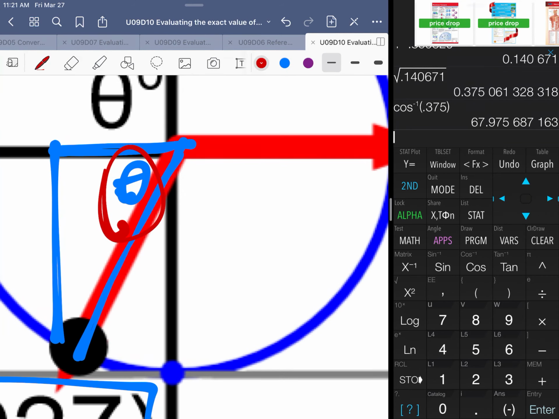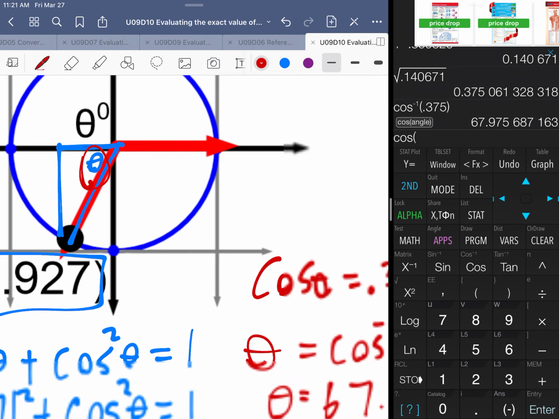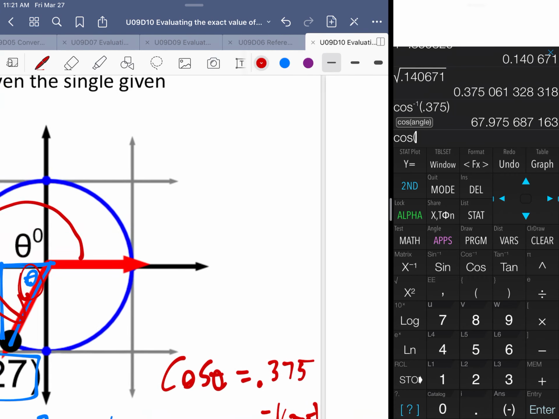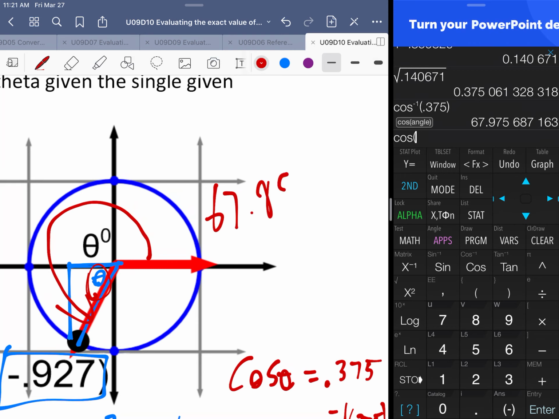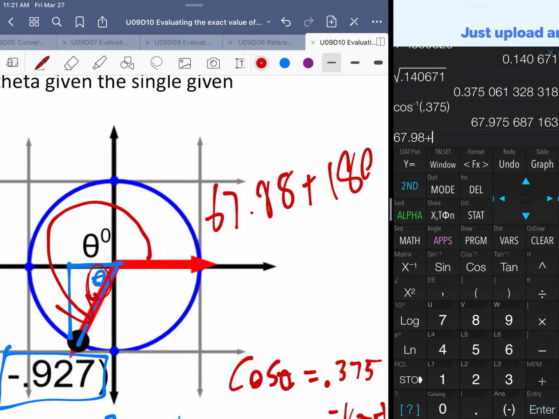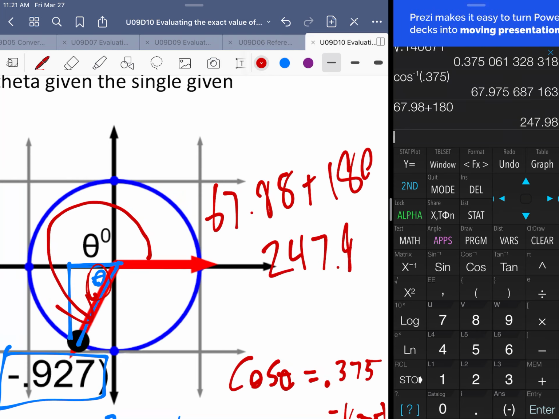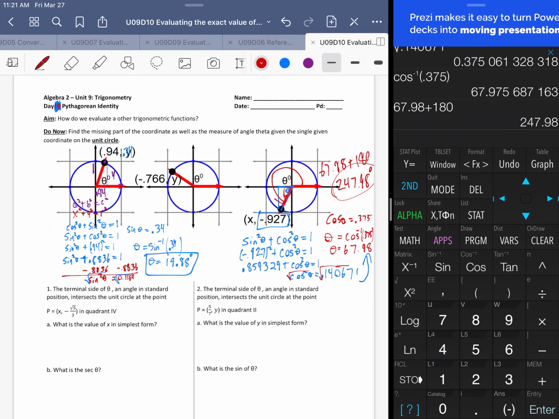angle here. This angle is 67.98 degrees, but the angle theta we were given originally is actually 180 degrees bigger. So we should really take that 67.98 and add 180 to that. So I'm going to take that answer, 67.98, and add 180 degrees. And that is the measure. This is a 247.98 degree angle. So that's what the angle around this unit circle was drawn in standard position.